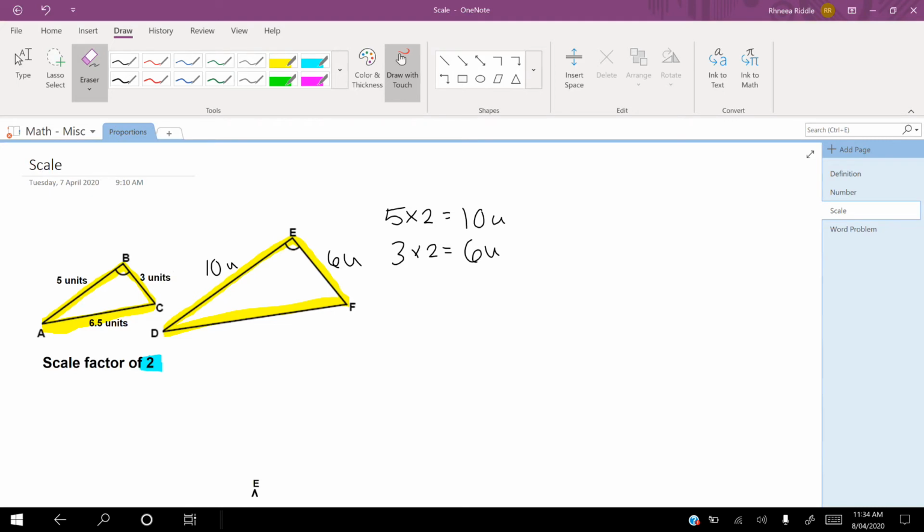And then we have to find the last side length of this DEF, which is the length DF. To find that, we have to take its corresponding side, AC, and multiply that by our scale factor, so 6.5 times 2. When we multiply 6.5 by 2, we get 13 units. So if you see, we just multiplied each side length by the scale factor to find its proportionally equal triangle.